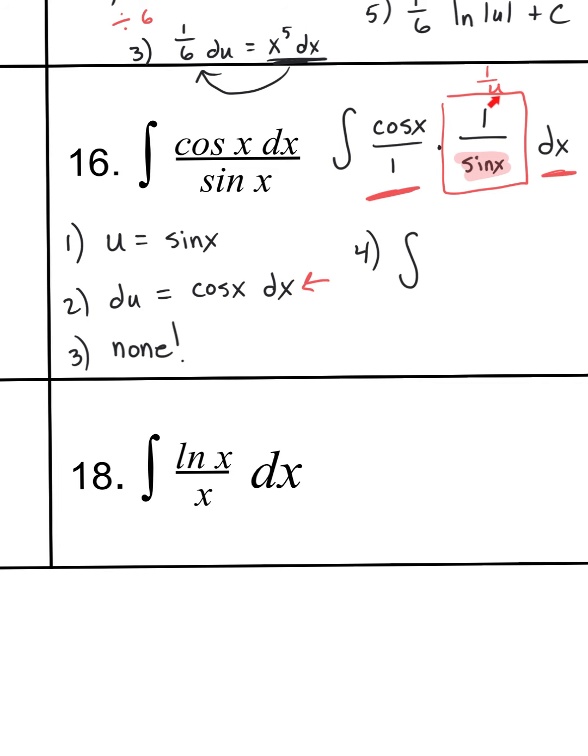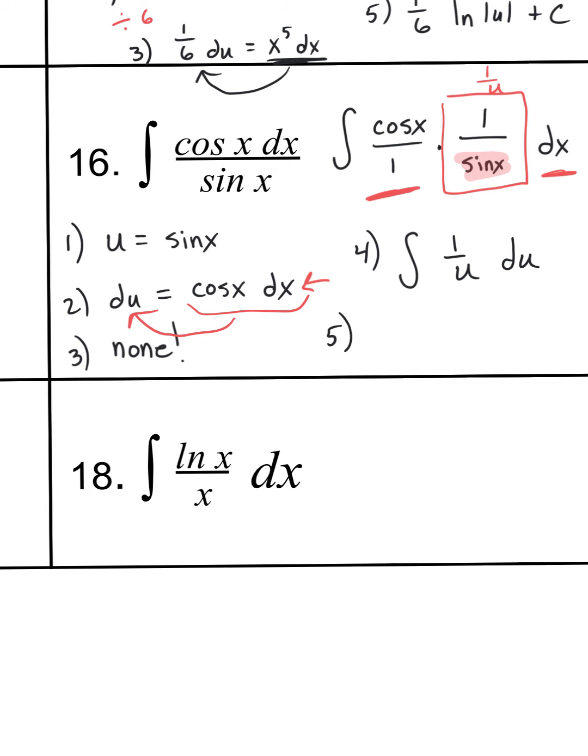This piece again, we rewrite it. That gets replaced with 1 over u. To replace the cosine of x dx, we go to our differential. The cosine of x dx right here, that is all equal to du. So we replace it with du.